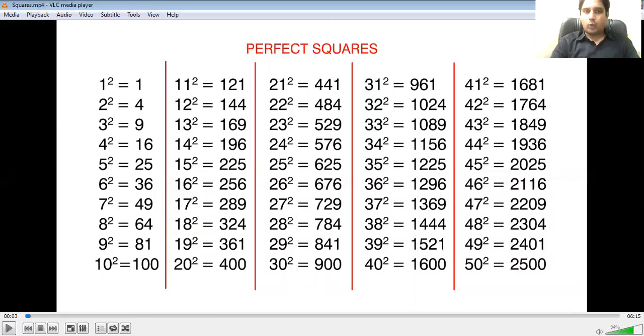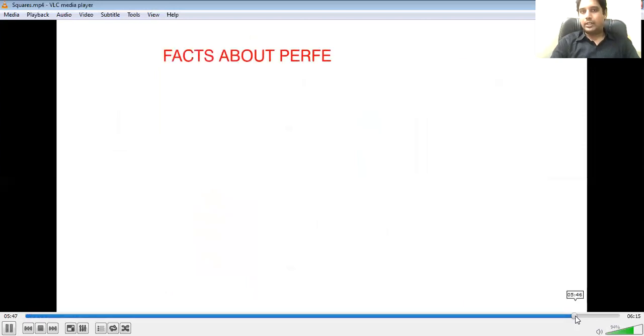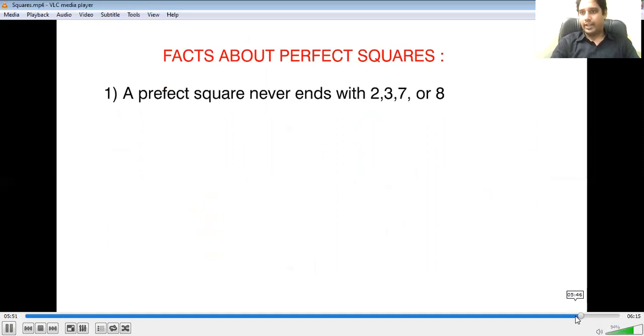So the last digit would always be one of 0, 1, 4, 9, 6, 5. And that is why the square of any natural number always ends with 0, 1, 4, 5, 6, or 9. Or in short, I can say it never ends with 2, 3, 7 or 8.